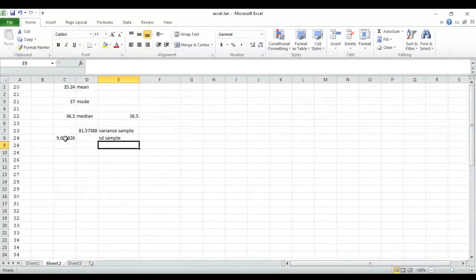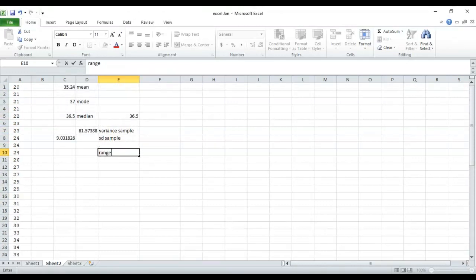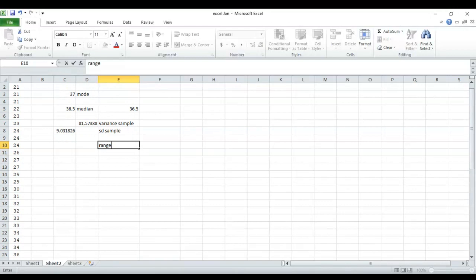Okay, now when we talk about percentiles, or I guess range, we should talk about the range. The range is the highest number minus the smallest number. So if we look, since our numbers are in order, my highest number is 50 and my smallest number is 20. So 50 minus 20 is 30. So I can just put 30 here. It is the highest number minus the smallest number.